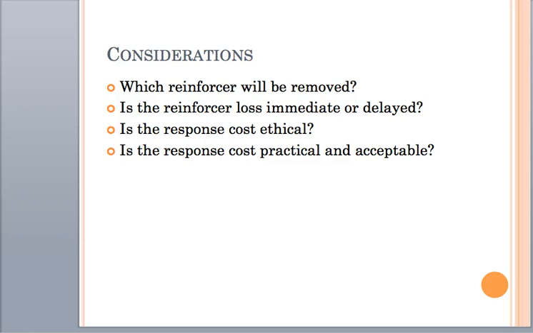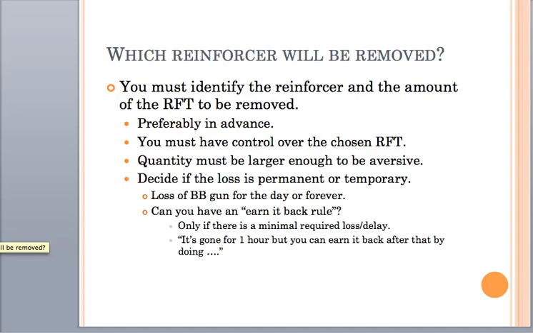And is the response cost practical, and is it acceptable to the people who will have to be instituting it after you leave as an intervention specialist? So which reinforcer will be removed? If you're going to use response cost, you have to identify what the reinforcer will be, the amount of the reinforcer, and what it will be that's going to be removed. And you really should do this in advance.